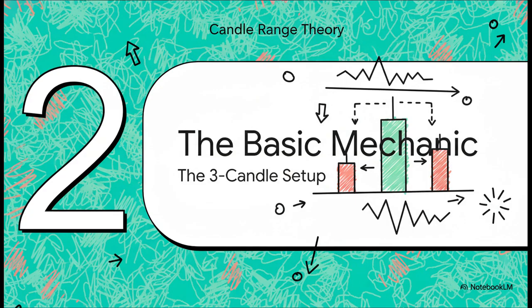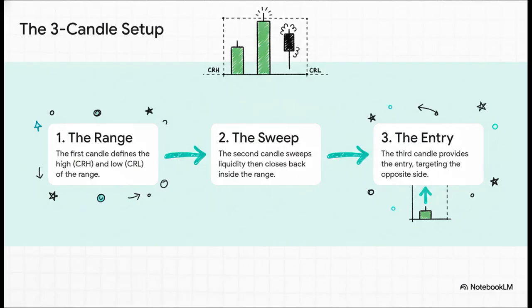Okay, so that's the theory. But how do we actually trade this? Well, let's see how this idea turns into a simple, actionable strategy. It all comes down to a basic 3-candle setup. The whole setup really just boils down to this repeatable 3-step dance. First, you have one candle that establishes the range, the high and the low.